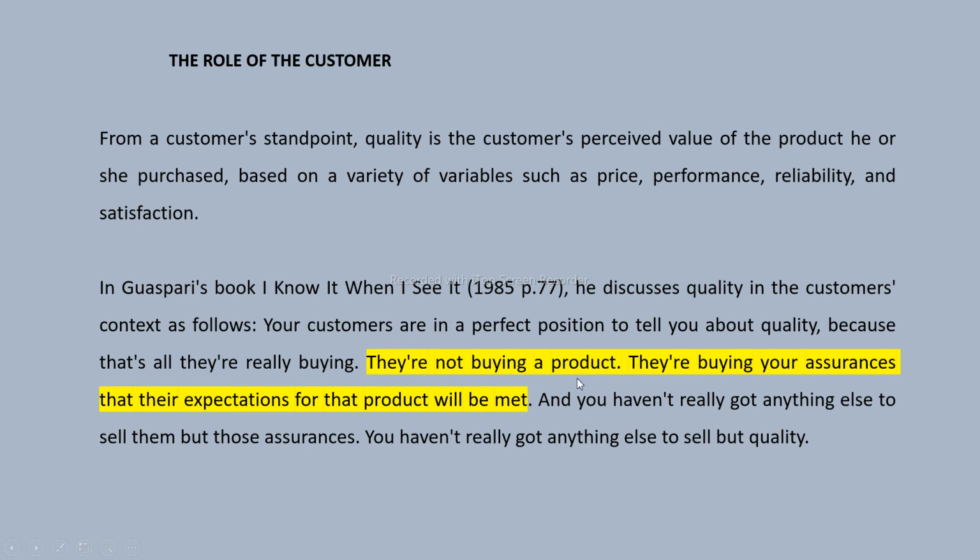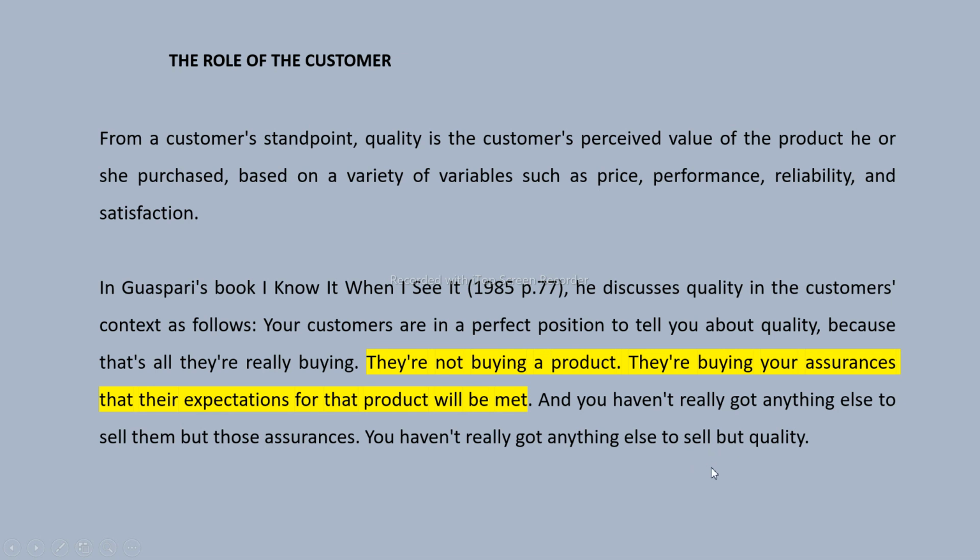I have marked this with a yellow background because it is very important. They are not buying a product, they are buying your assurances that their expectations for the product will be met. And you have not really got anything else to sell them but those assurances. You have not really got anything else to sell but quality.